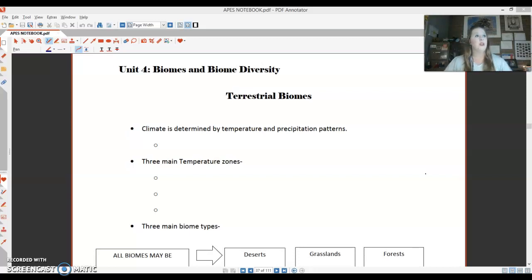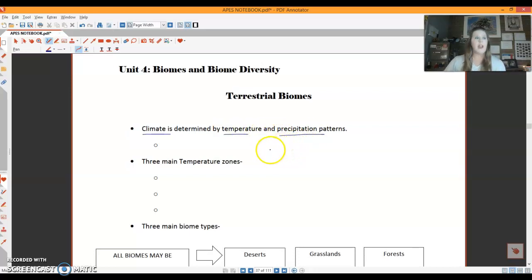All right. So the first thing that we need to understand is what determines the type of biome. We know that obviously it's going to be where it's located, but that also depends on, if you look at the notes over here, temperature and precipitation. So climate, remember climate is the long-term average of temperature and precipitation. Okay, so climate is determined by temperature and precipitation.